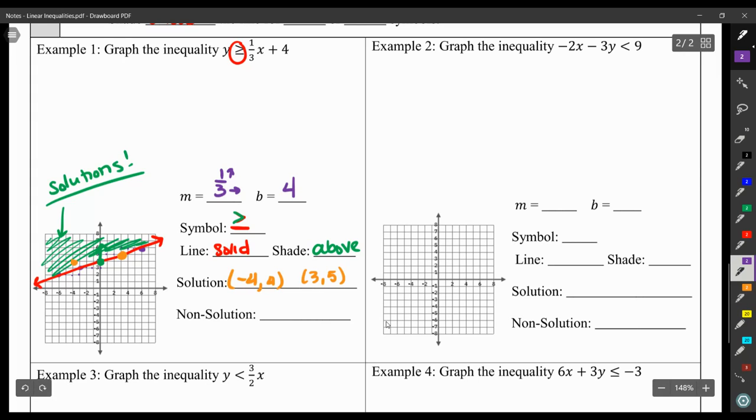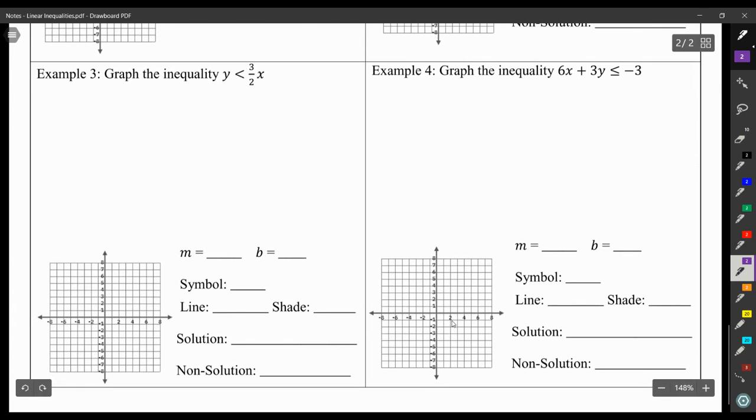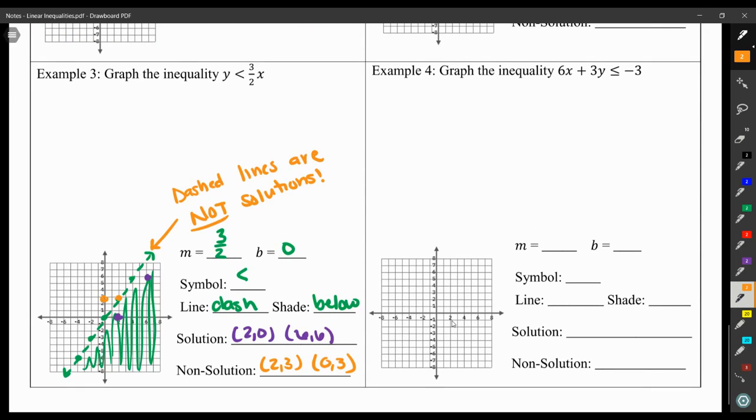Now, non-solutions is basically anything outside of the shade and not on this solid line. So maybe like this, maybe 2, 1 is not a solution. Or maybe -2, -3 is not a solution. There's lots of possible answers for these. Okay, so I'd like you to pause the video and try example 3. And here's what you should have had for example 3.